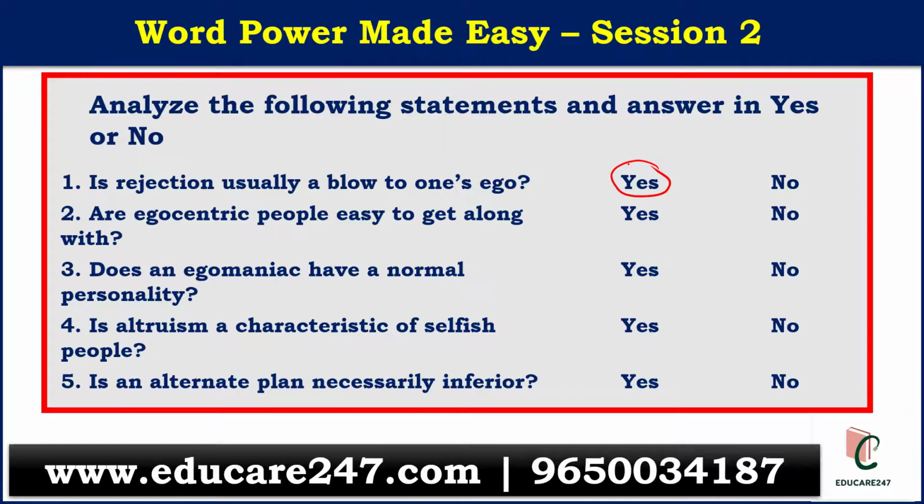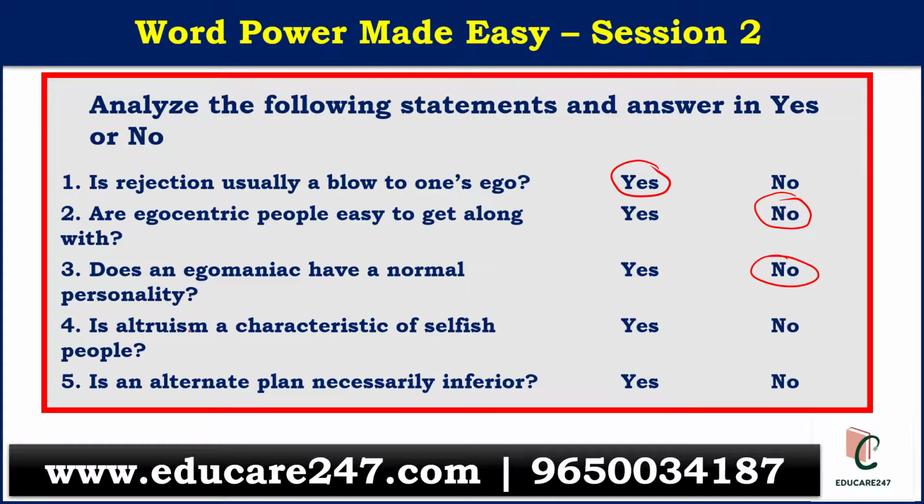Next, are egocentric people easy to get along with? So egocentric people will always be involved in themselves and don't care about your feelings. So it's not easy. So the answer will be no. Does an egomaniac have a normal personality? Do you think a person who is so mad about his ego will have a normal personality? So it's simply going to be no.